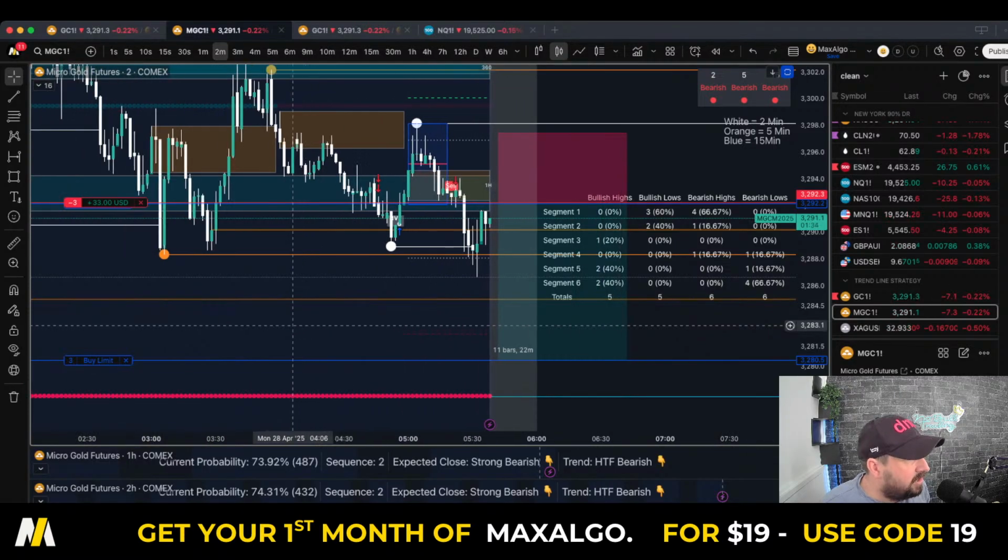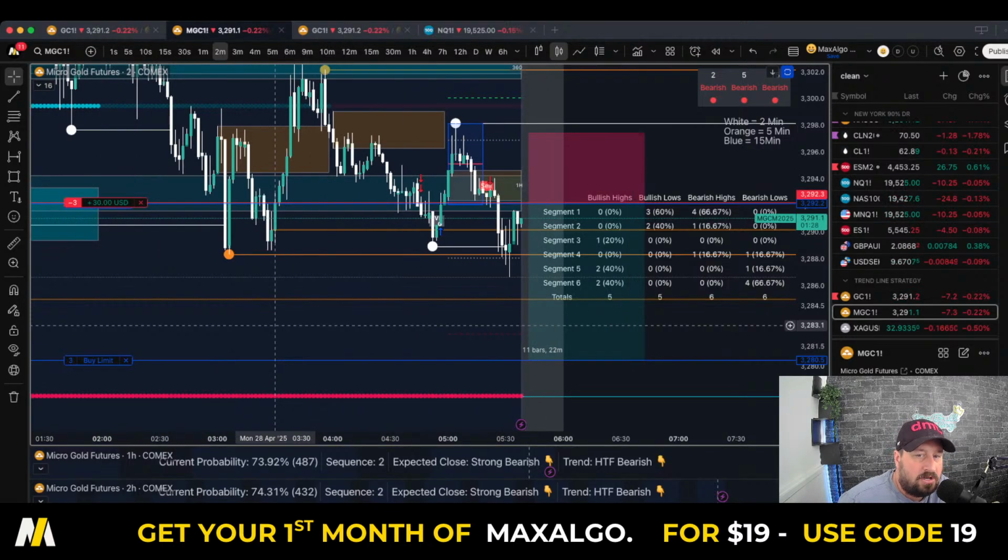It's going to be an interesting new 6-hour open. Is our 6-hour gold going to open bullish? Is our 6-hour NQ going to open bullish? Is the first hour of NQ going to go bullish, flip bearish?